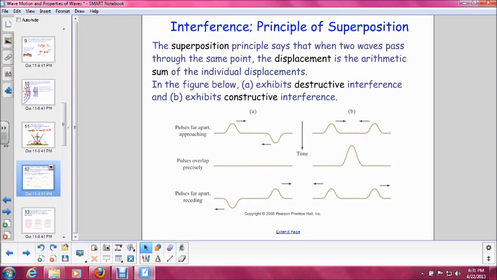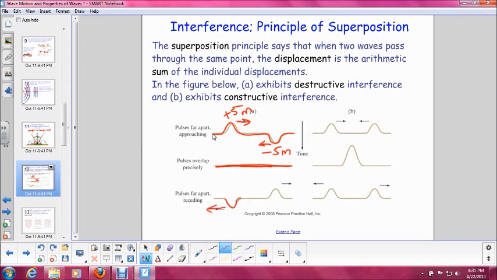Well, what it means is, if we have one upward pulse coming in to the right, and another downward pulse coming in to the left, if they have the same amplitude, when those meet, they're actually going to cancel out in the middle. Let's say this is +5 and this is -5 meters. To find out how large the displacement is going to be when they meet, you just add those numbers together and you get 0. Now, after that split second of them being in the same place, the waves go on their happy, merry little way.